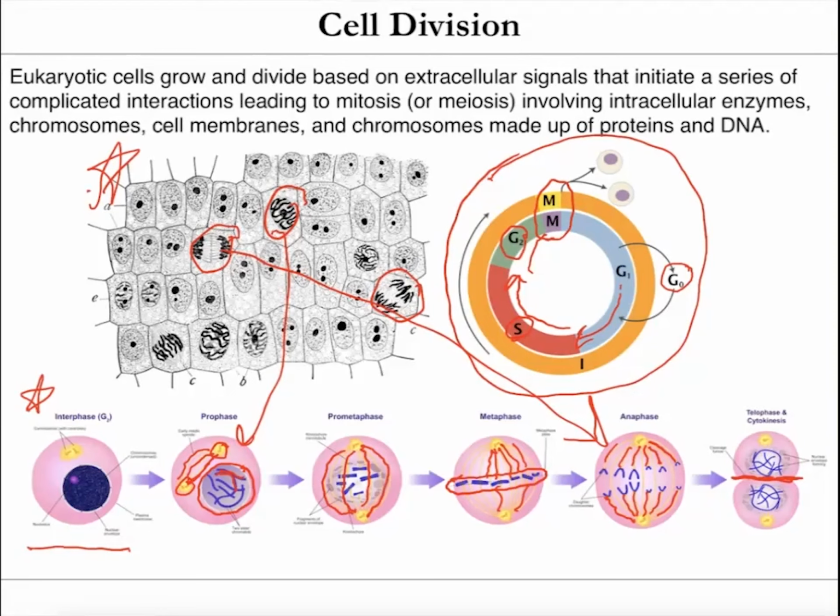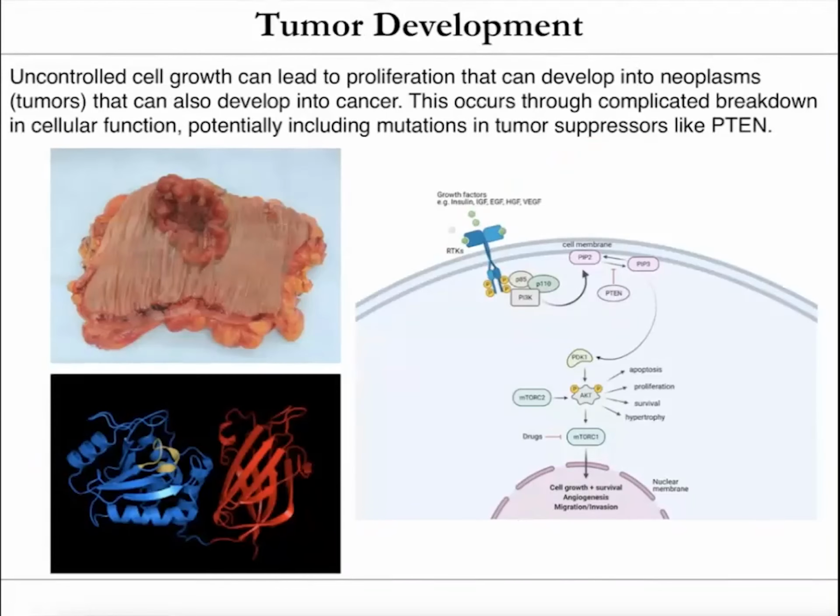So that's cell division. It's really fundamental to eukaryotic cells and prokaryotic cells, but eukaryotic cells use this process here. Now, it's really important that cells can divide. However, the cell needs to be able to control that growth very carefully because uncontrolled cell growth can lead to cell proliferation, and then that can develop into what are called neoplasms or tumors that can also metastasize and develop into cancer.